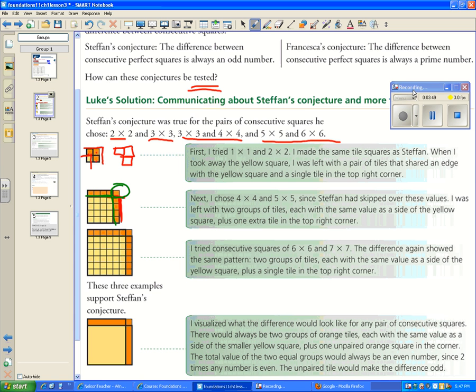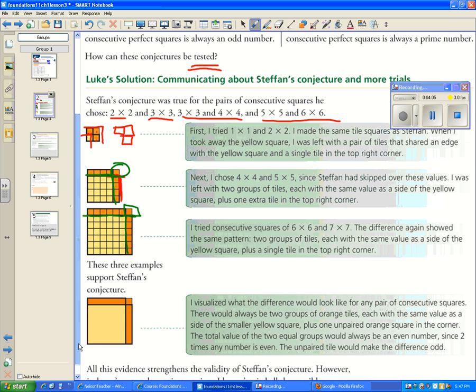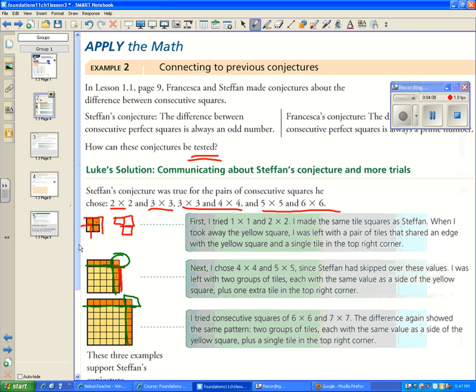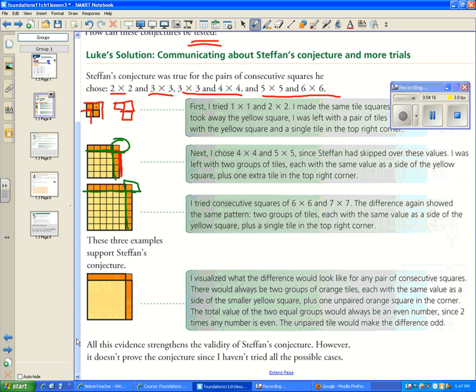I tried consecutive squares of 6 and 7. The difference again showed the same pattern: 2 groups of tiles, each with the same value as the side of the yellow square, plus 1 single square. These 3 examples support Stefan's conjecture. Remember, Stefan's conjecture was the difference between consecutive perfect squares is always an odd number. So Luke says that these support his conjecture.